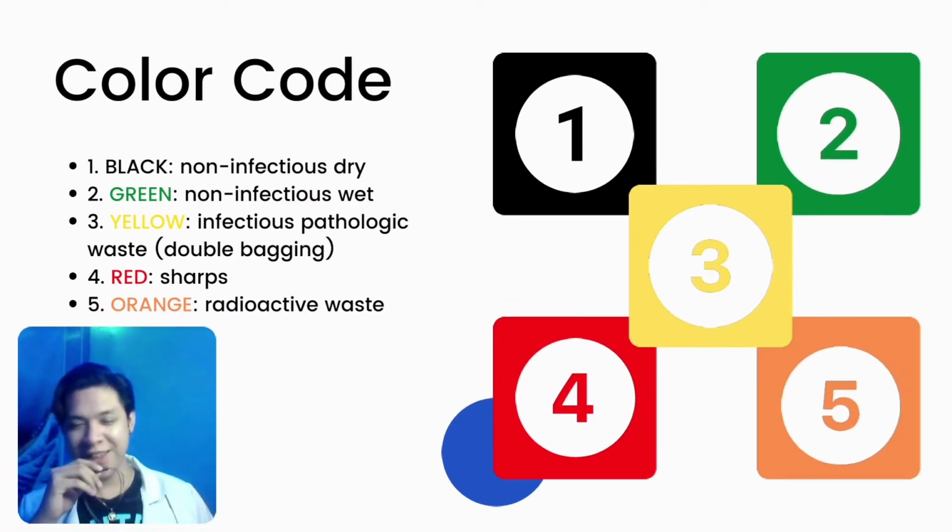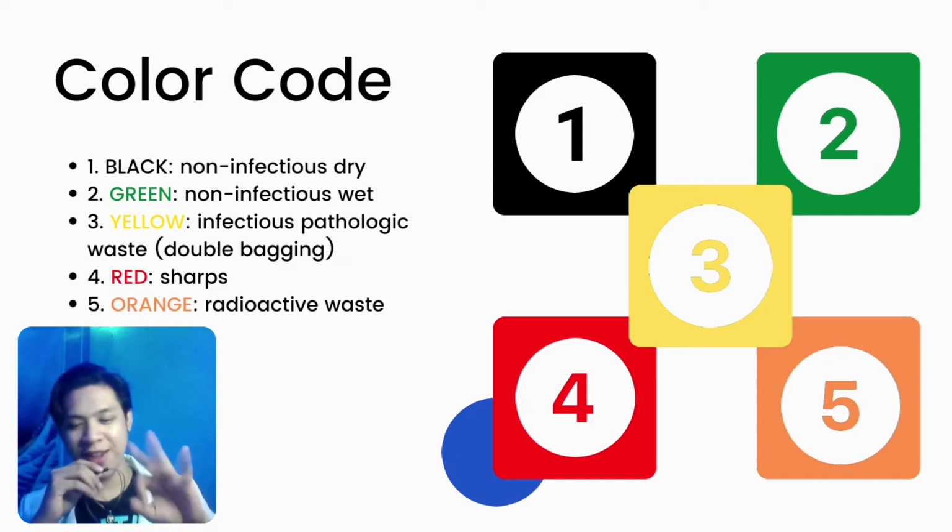And we are finally at our color coding scheme. For number 1, the color black, our non-infectious dry waste, which are usually our office waste, which includes papers, boxes, syringe wrappers, and etc. For number 2, we have the color green for our non-infectious wet waste. Some examples are leftover food and fruit peelings.